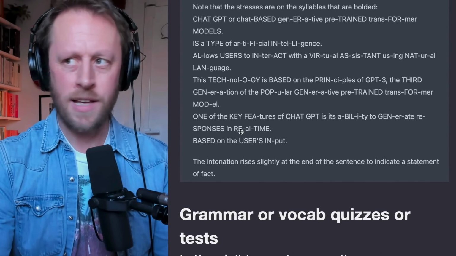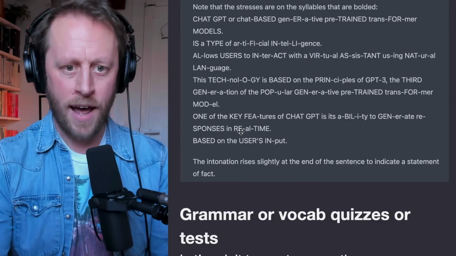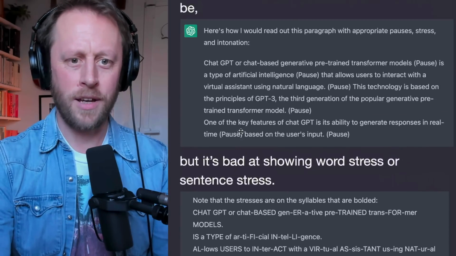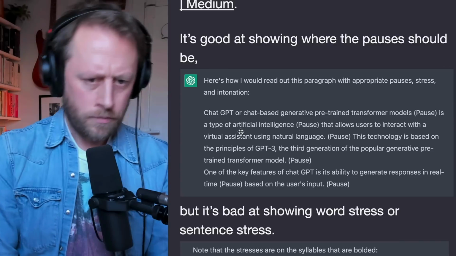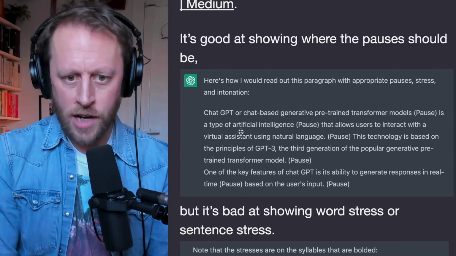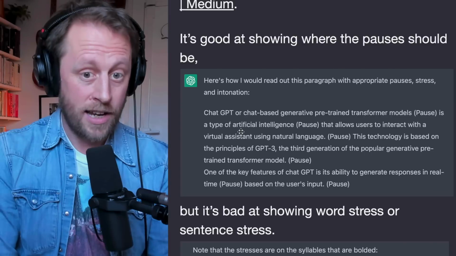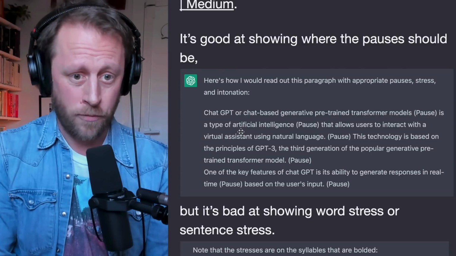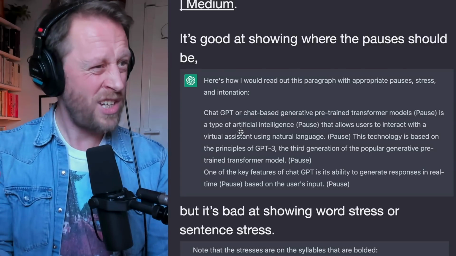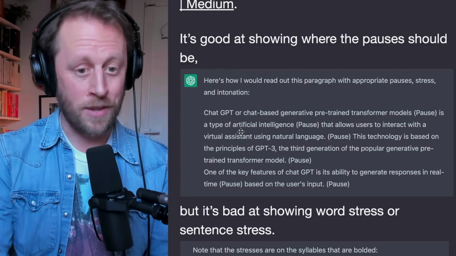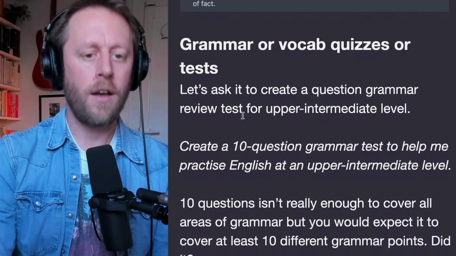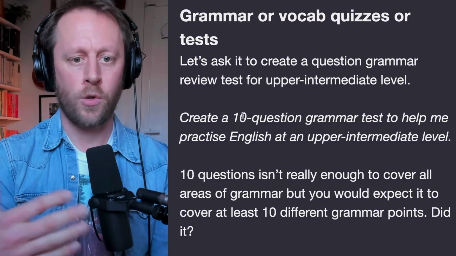We don't rise at the end of statements to show that they're facts, do we? We don't. It's not like this. ChatGPT or chat-based generative pre-trained transformer models is a type of artificial intelligence that allows users to interact with a virtual assistant using natural language. So we definitely don't do that. So that's wrong. What about grammar or vocab quizzes or tests?